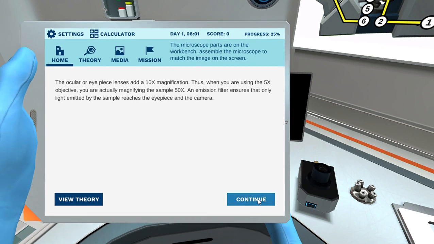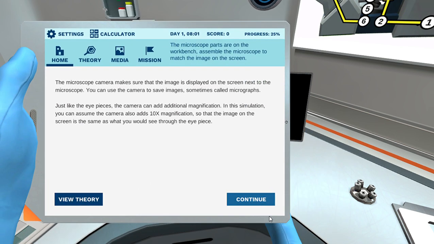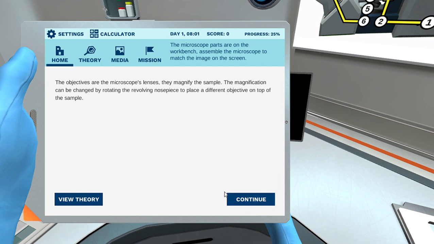The ocular or eyepiece lenses add a 10 times magnification. The microscope camera makes sure that the image is displayed on the screen next to the microscope. The objectives are the microscope's lenses. They magnify the sample.